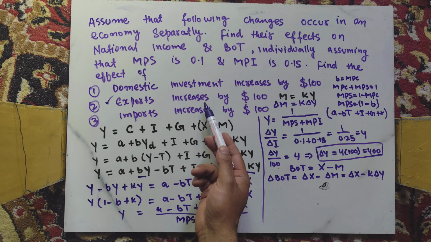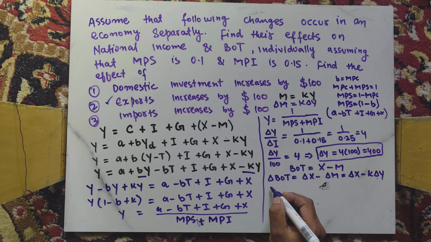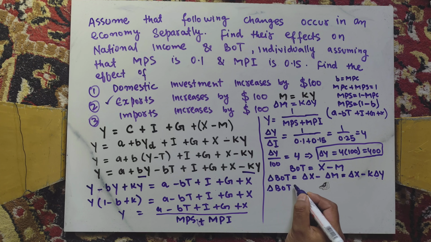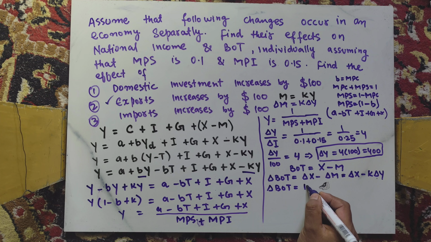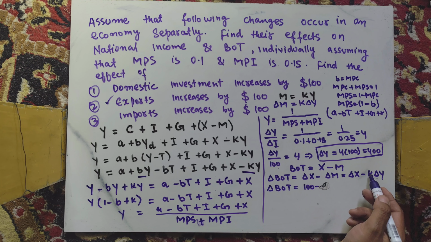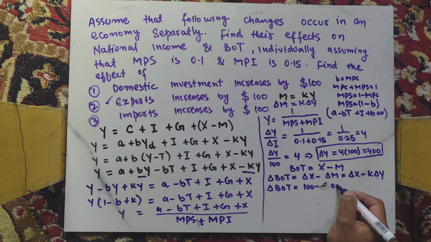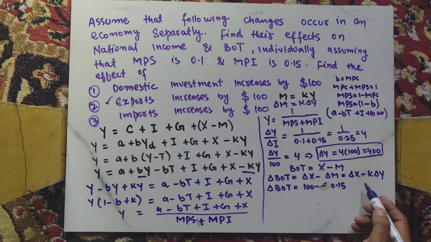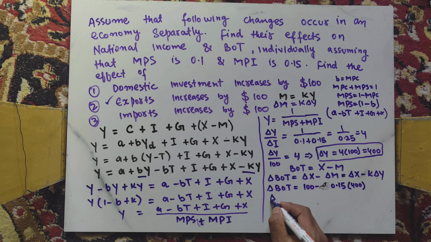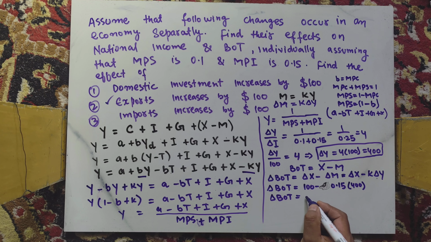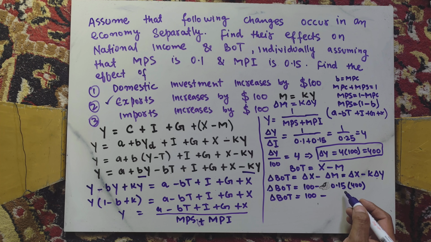Now exports increase by $100 million, so the change in the balance of trade will be equal to change in export, which is 100, minus k, which is the marginal propensity to import, which is 0.15, and change in the income we calculated as 400. So change in balance of trade will be equal to 100 minus 0.15 times 400, so it is 60, which will be equal to 40.